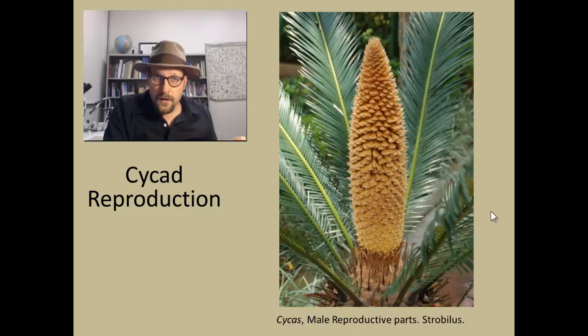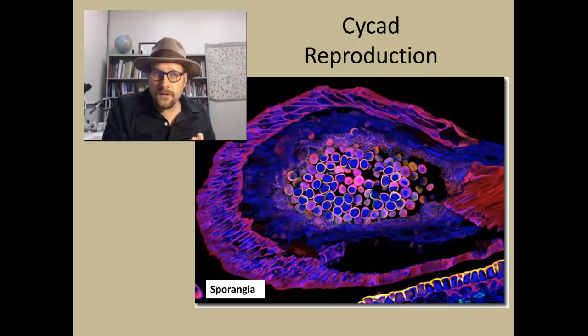Here we have the male reproductive cone, also called a strobilus, and this produces the pollen. The pollen, remember, is the male gametophyte generation. Now the male cone is very tall and broad, and it has hundreds of these pollen sacs spreading down the shaft. Now inside each of these pollen sacs are the sporangia.